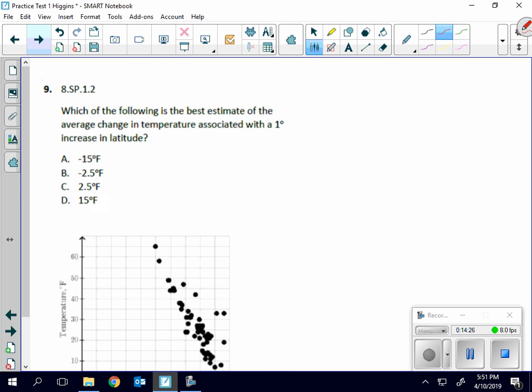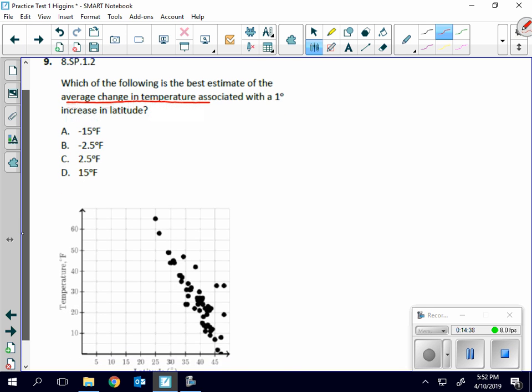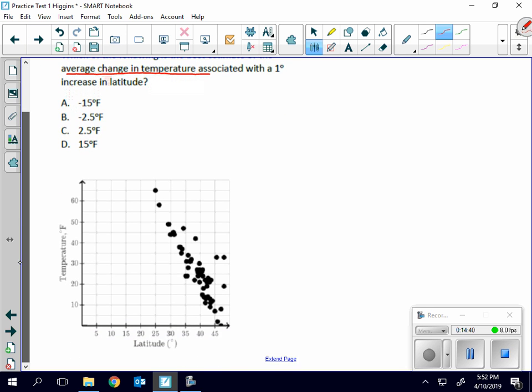All right, number 9. Which of the following is the best estimate for the average change in temperature associated with a 1 degree increase in latitude? In essence, they're asking us for the slope of a, we'll call it like a line of best fit, right? A line that kind of goes through the middle. What's the approximate slope of that? Okay, you're not going to get anything perfect.